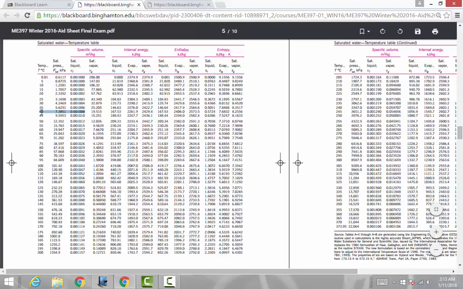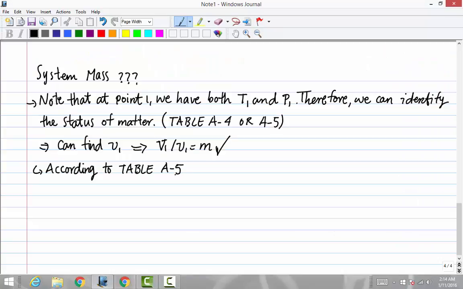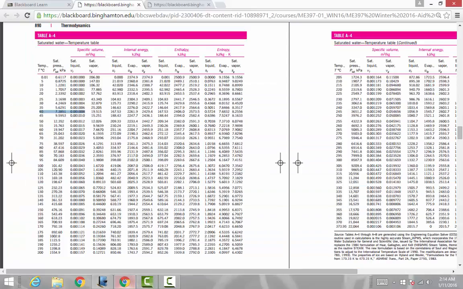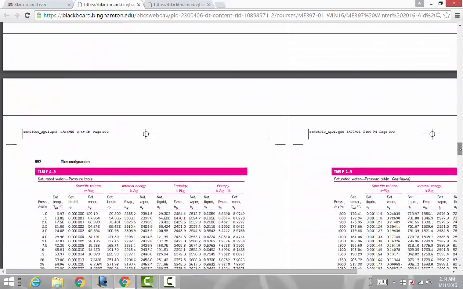Here. At that temperature, the saturated pressure is 7. Oh, sorry. What did I write here? Okay, A5, because I can use both. I'll tell you later. Let me go to A5.